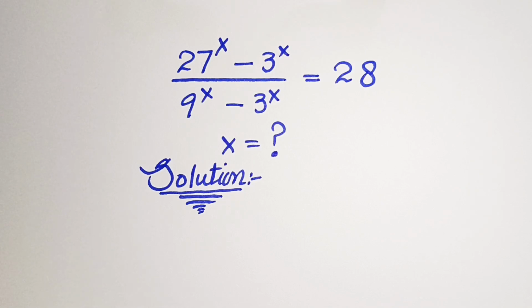Today our question is (27^x - 3^x)/(9^x - 3^x) = 28. So we need to find the value of x here.